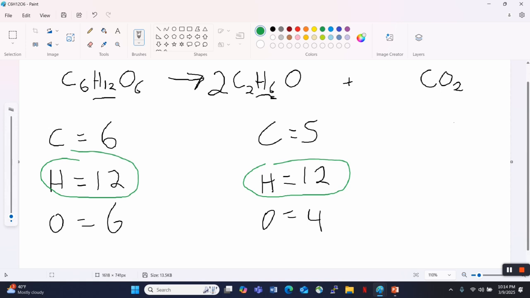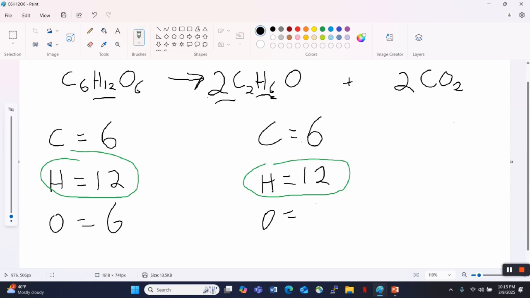How can we do that? Well, if we multiply our CO2 by a coefficient of 2, now we wind up having 4 plus 2, so 6 carbons, and then we also wind up with 2 oxygens plus 4 oxygens, which gives you 6 oxygens.